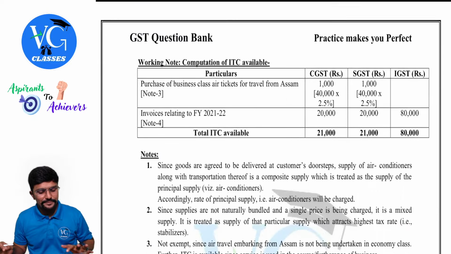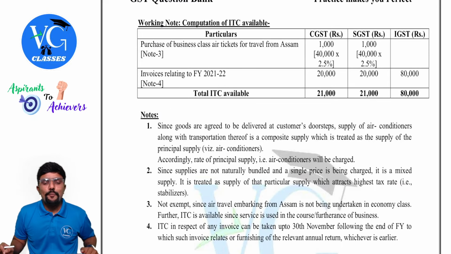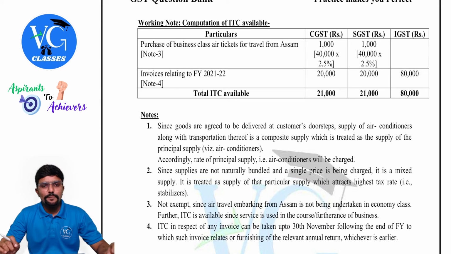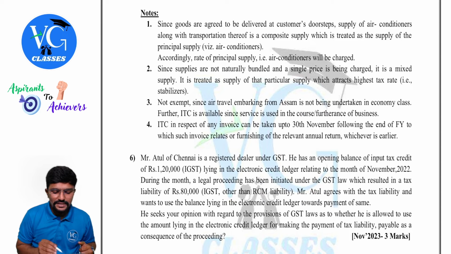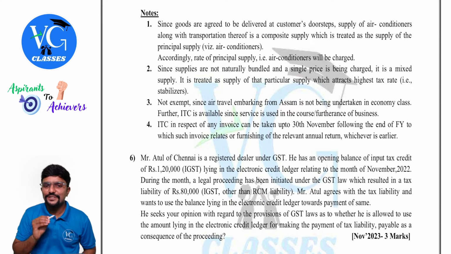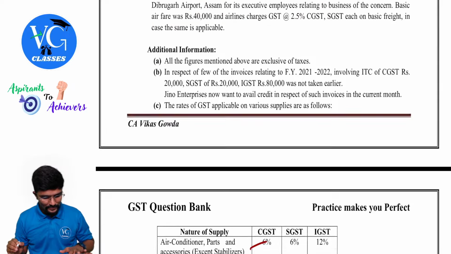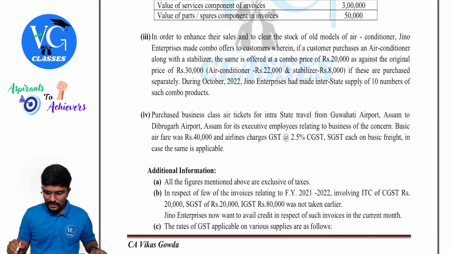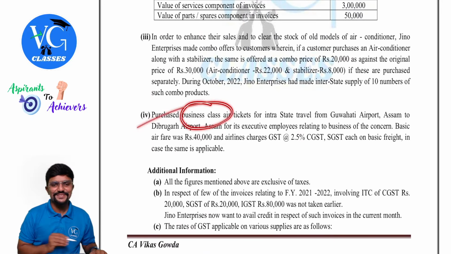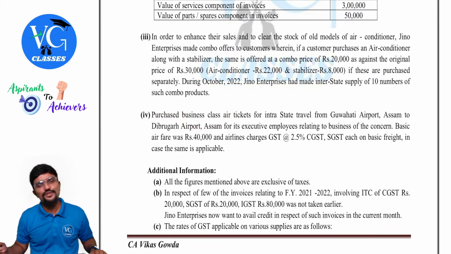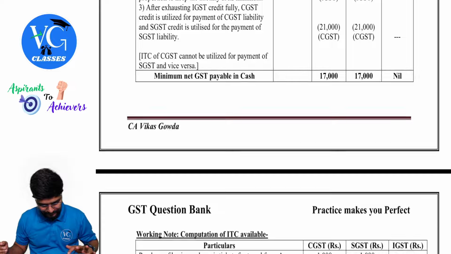Now coming to the credit part, I have done the computation of input tax credit through a working note. Purchase of business class air tickets for travel from Assam, 40,000, 2.5% each, guys. Note 3 I have given: not exempt, since air travel embarking from Assam is not being undertaken in economy class. Further, ITC is available since the service is used in the course or furtherance of business. So you can see in what class they are booked. Business class. Do they enjoy the exemption? No, guys. No exemption available.